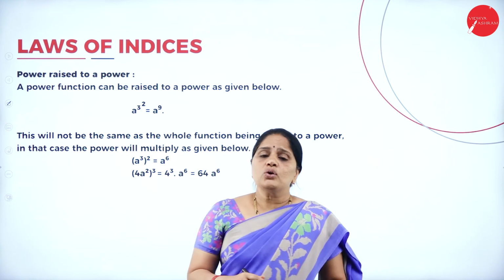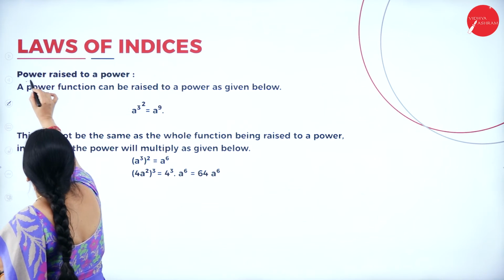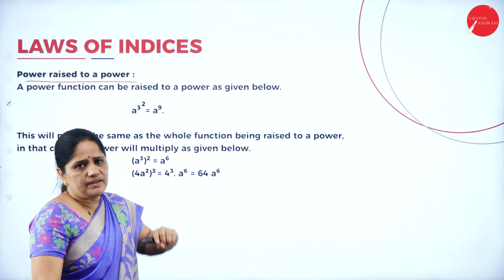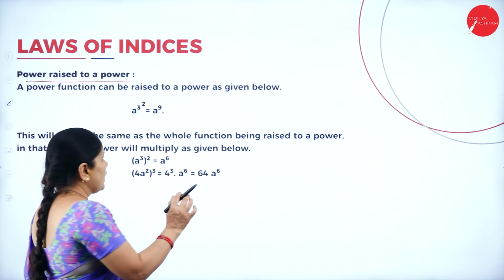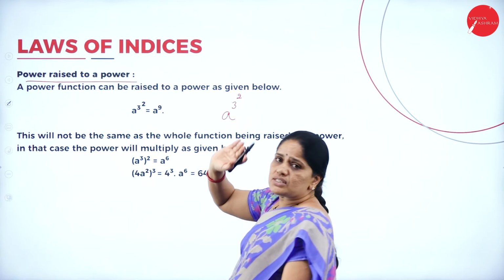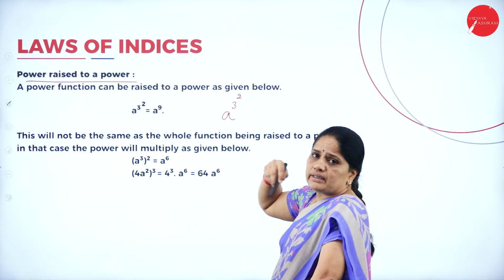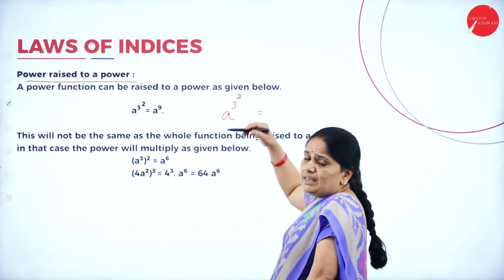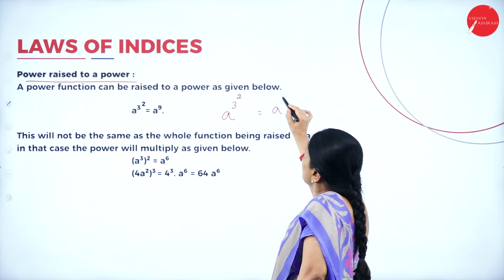Now, there is one more rule regarding these indices. What does this tell us? The power raised to a power. A power can be raised to a power as given below. Suppose I write a to the power 3, whole to the power 2. This is not the whole to the power, only 3 squared. There is no bracket here. If there is no bracket, then it means that 3 has to be multiplied 2 times. So, this comes up to a to the power of 9.